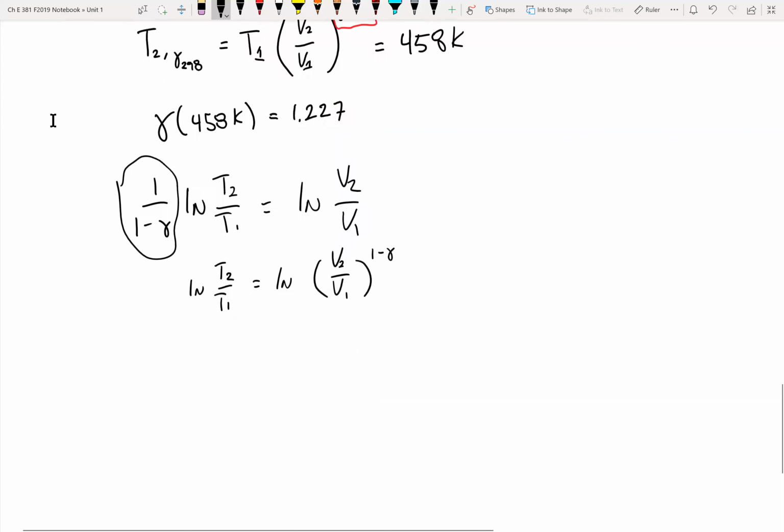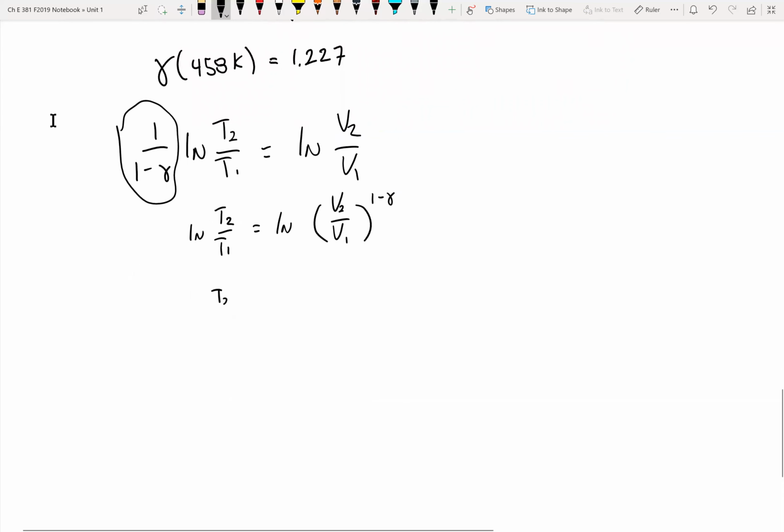Now I can exponentiate both sides. And so I'm going to get T2 over T1 equals V2 over V1 to the 1 minus gamma. And when you look in the equations in the book, they don't write it like this. They write it like this. T2 over T1 equals V1 over V2, and gamma minus 1 then is the negative exponent there. And that's why they write it that way.